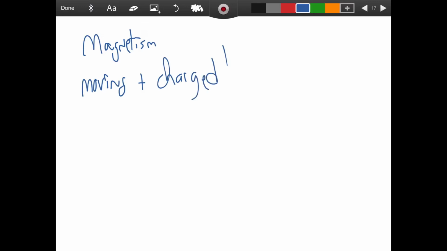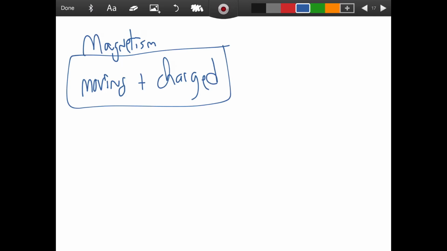Okay, the last thing in this review video will be magnetism, which we just introduced the other day. And in order to produce a magnetic field, remember, it has to be moving and charged. So an electron will produce an electric field if it's stationary. If we move that electron, it will produce a magnetic field. A neutron will not produce a magnetic field even if it is moving.